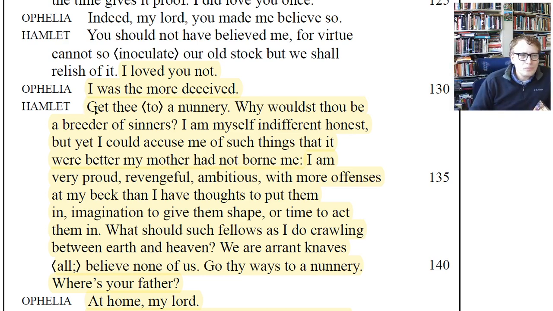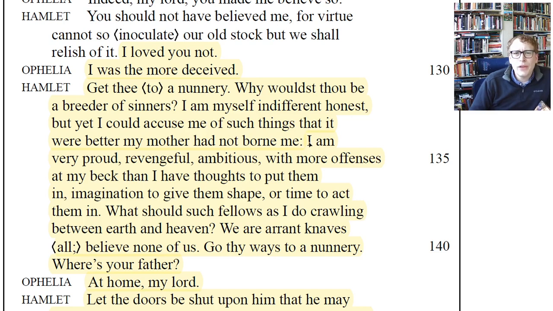We'll get there. He lists then here all the things that are wrong with him. "I am very proud, revengeful, ambitious," I would add misogynistic at this point, "with more offenses at my beck than I have thoughts to put them in, imagination to give them shape, or time to act them in." So I'm a pretty rotten guy. I'm actually one of the best as far as men come, I think. I'm pretty thoughtful and smart and reflective. But even I am proud, revengeful, ambitious. I do more things wrong than I can even think about. I'm always doing something horrible.